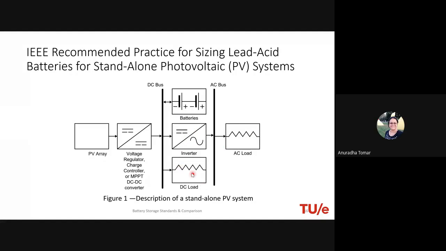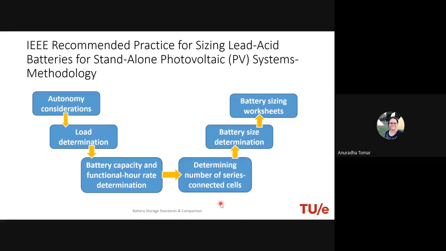So this is the kind of system which is considered for this standalone photovoltaic system in this standard. And this is, you can say, the methodology which this standard uses to design the battery size. So here you can see the first step is the autonomy considerations. What are the interdependencies here with the system? So all those points come here with the autonomy considerations.